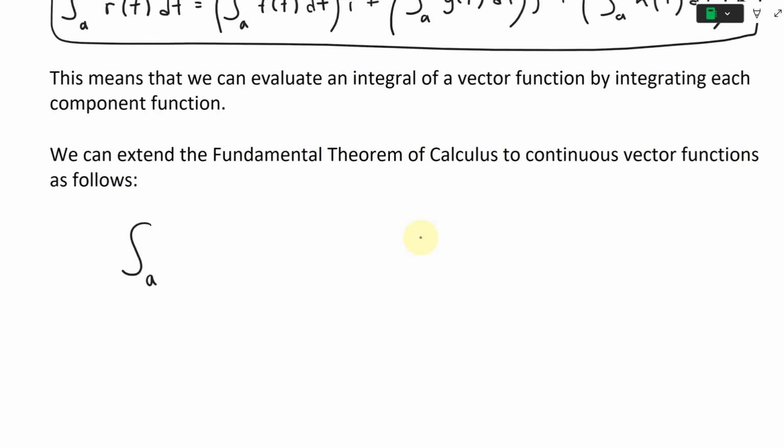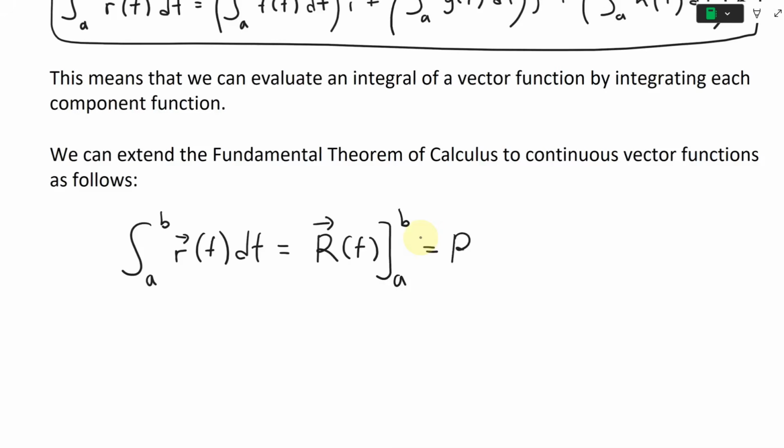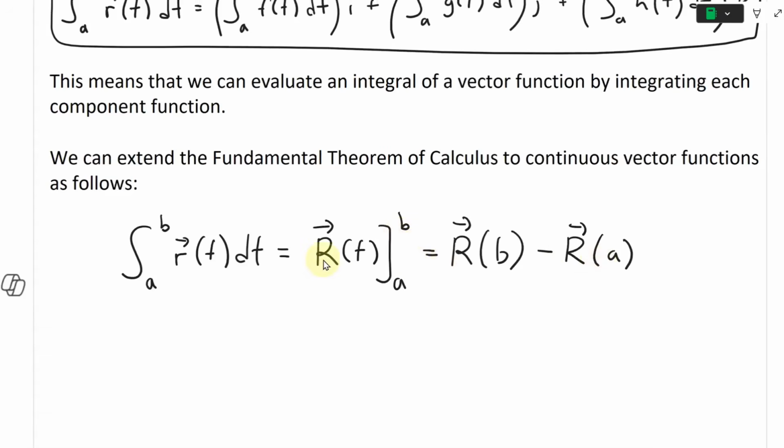The integral from a to b of the vector function r of t dt equals capital R of t, where this is the antiderivative, in other words, the integral. This is capital R of t as a vector from a to b. And what this equals, just solve it: this is the definite integral definition, so recall that from my other videos. It's R of b, subtracted by R of a, where this is the antiderivative.